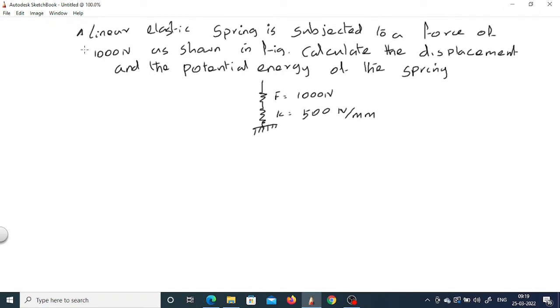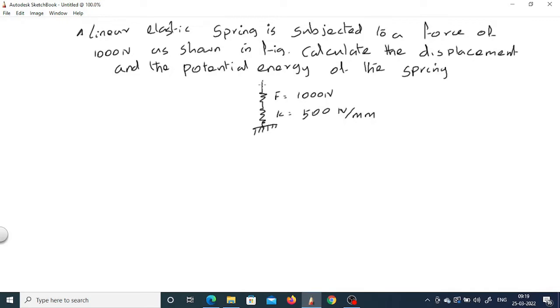Good day. Today we will discuss the problem about a linear elastic spring subjected to a force of 100 Newton, as shown in this figure. Calculate the displacement and the potential energy of the spring.